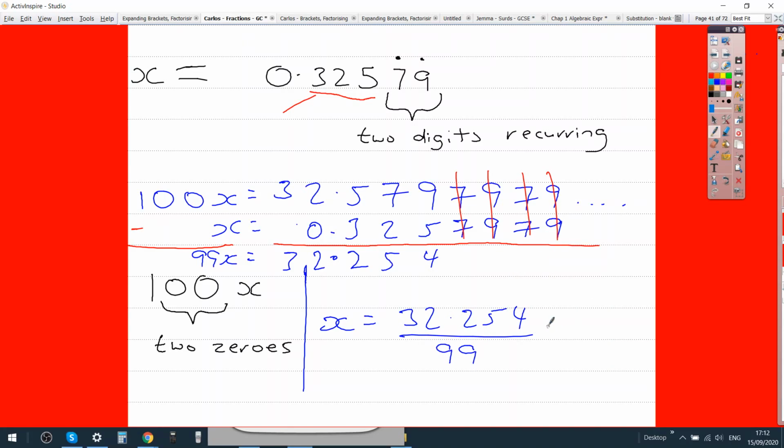And so that we're not mixing decimals and fractions, what would it be, or how would you do it? It would turn into 32,254 over 99. Times the top by 1,000, so you have to do the same to the bottom. Oh, so that would be 99,000. Yeah. Well done. Any questions about that?